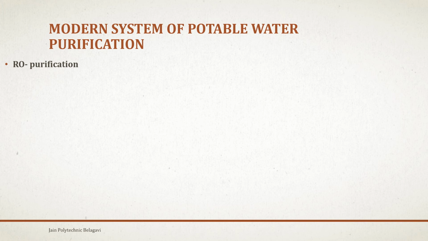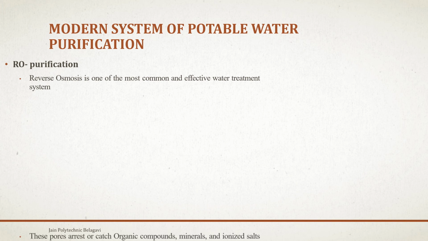So now we'll start with the RO purification. RO is abbreviated as reverse osmosis. This is the method usually followed from the ancestors, where they used to have pots for storing the water. During storing, the pot used to do the purification. Here, the reverse osmosis is one of the most common and effective water treatment systems.